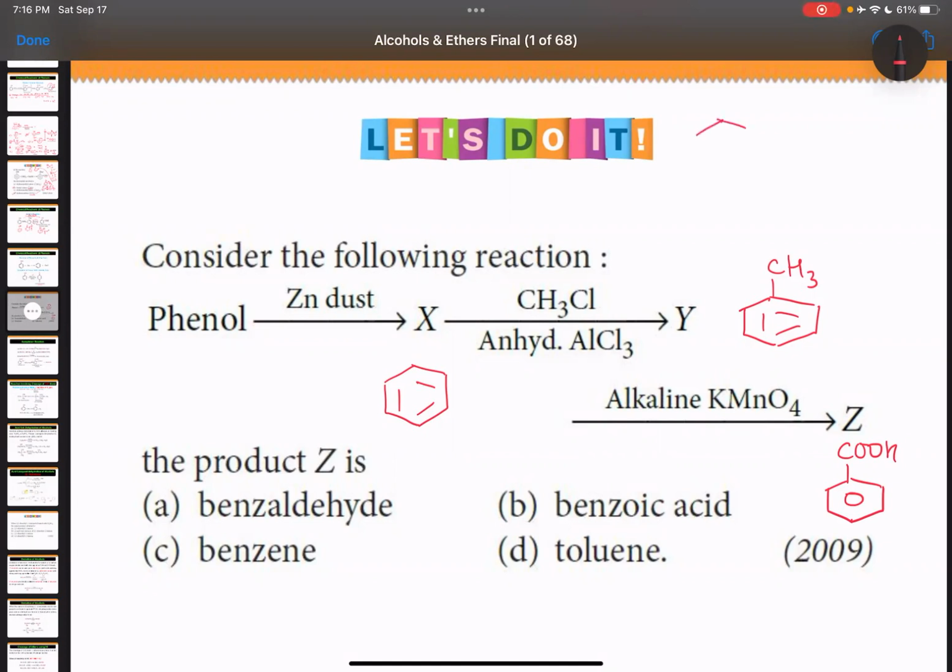Suppose you have one methyl group, one ethyl group, and one propyl group. What will happen if you treat it with KMnO4/H+ and heat, or K2Cr2O7/H+ and heat? What are you going to get?